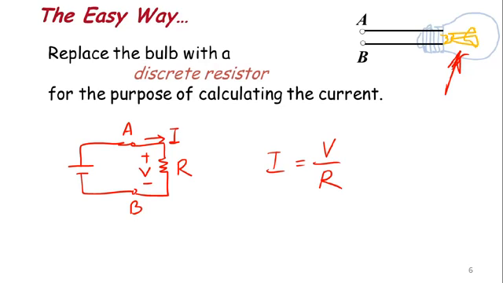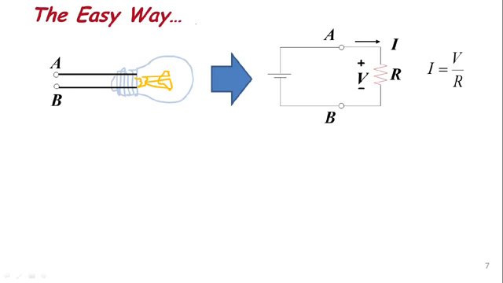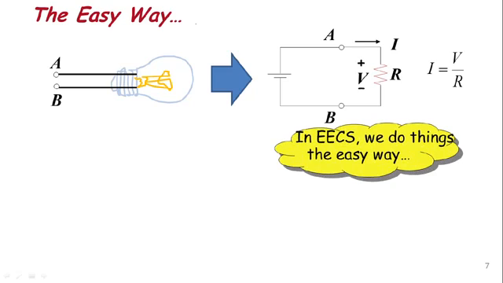Now, wasn't that simple? Show me where the differential equations are. They're all gone. By making an extremely simple model, by making the simplification and replacing all the properties of the bulb with the simple resistor with resistance R, I was able to compute the current I. And in EE, we are going to be doing things in a simple way. To find the current I through the bulb, I replaced the bulb with a resistor with resistance R, and I very quickly was able to find the current.